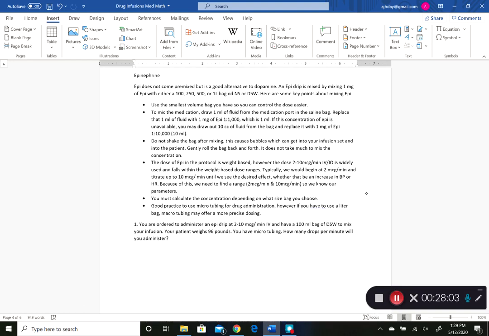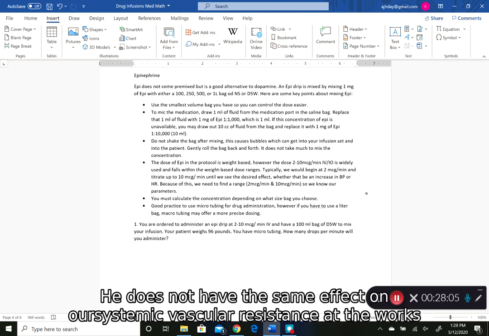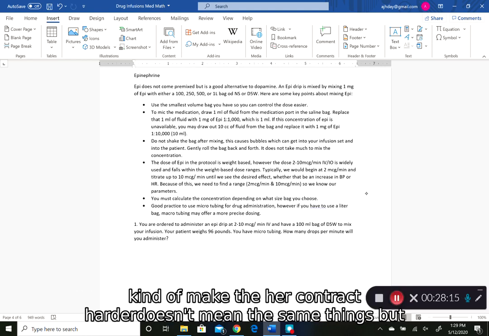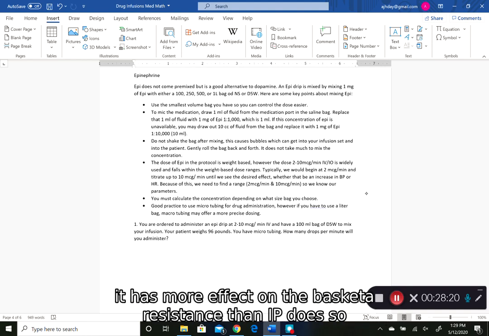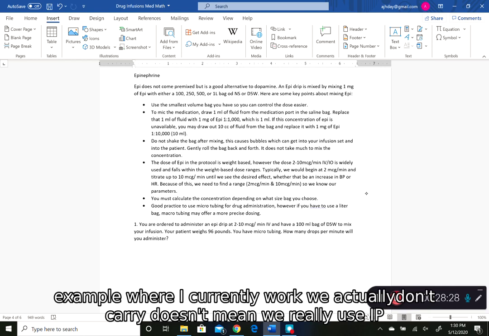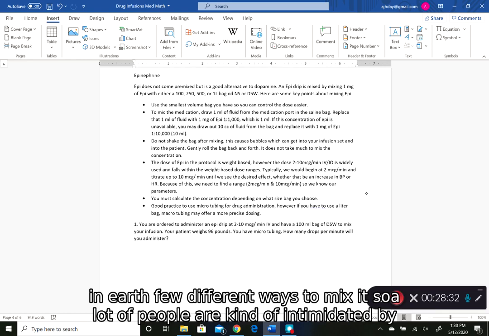It's going to help raise the blood pressure, but it's a better way of doing it than epi does. Epi does not have the same effect on our systemic vascular resistance. Epi works more to increase the conduction through our conduction system in our heart and kind of make that heart contract harder. Dopamine does those same things, but it has more effect on the vascular resistance than epi does. So we can use epi as an alternative. For example, where I currently work, we actually don't carry dopamine. We only use epi.